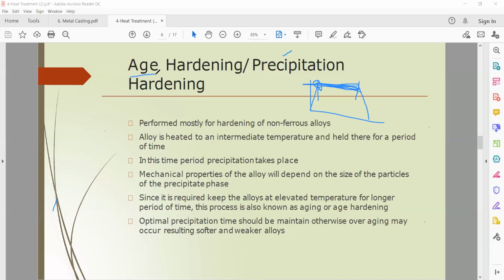Why is it named age hardening? You are keeping it for a specific time period, and precipitation occurs. Since precipitation occurs, it is called precipitation hardening. And since it is required to keep it for a long time period, it is called age hardening, right? That's why you named this process age hardening or precipitation hardening, right?